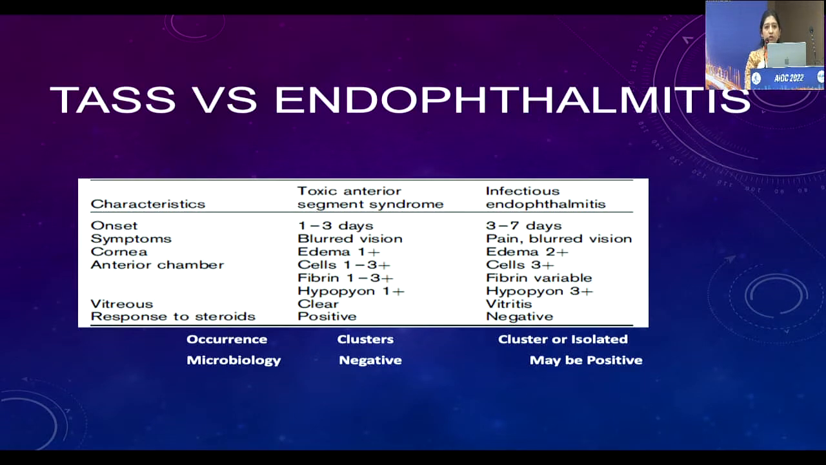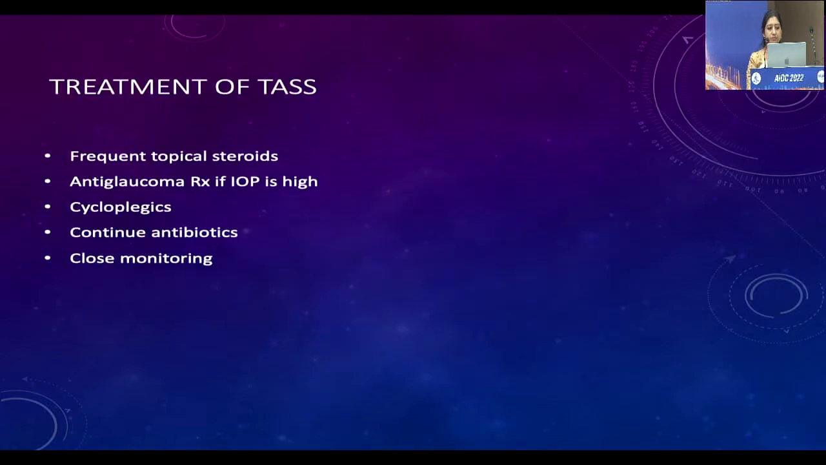So the most important differentiating factor between TAS and endophthalmitis is involvement of vitreous. In endophthalmitis, there would be involvement of vitreous, and in TAS, you will never ever get involvement of vitreous. So that is the most important thing to keep in mind. Thus, TAS will respond beautifully to topical steroids. Maybe if pressure is high, you will require anti-glaucoma agents, cycloplegics, and increased antibiotics if you want. And as I told before, close monitoring is warranted.